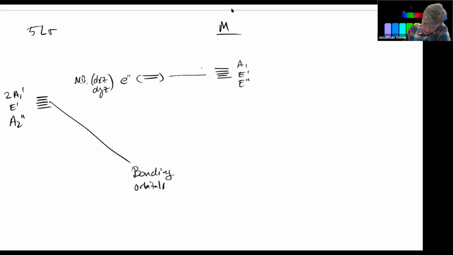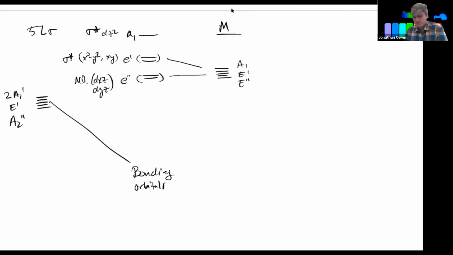Now the other two, E prime, x squared minus y squared and xy, they are sigma star. And then dz squared is A1, and it is sigma star.